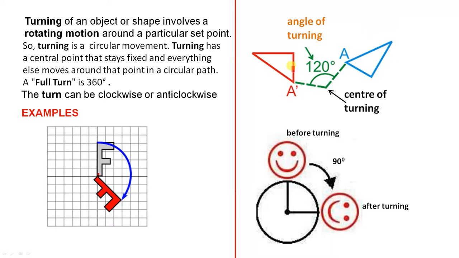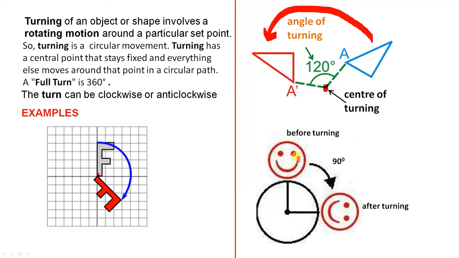Now, here is a triangle. Let's say we start off with this triangle, okay? And we have an angle of turning. If this is the center of turning, that is, the fixed point, then this triangle can turn like that. That point stays fixed, and away we go. So there's the original, and there's the image after we have turned. There's the angle of turning, which is 120 degrees, and that's the center of turning, which is a point.